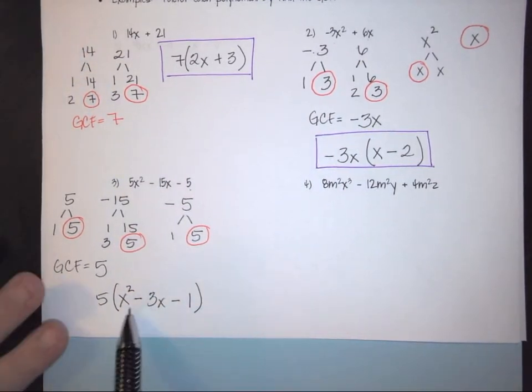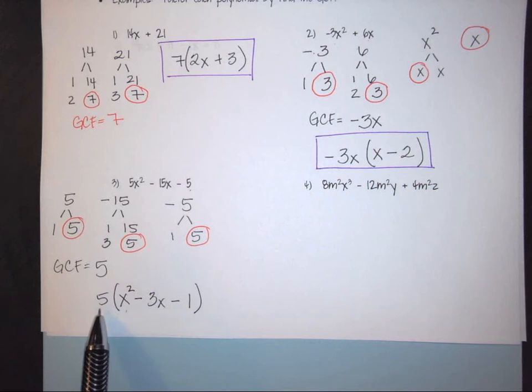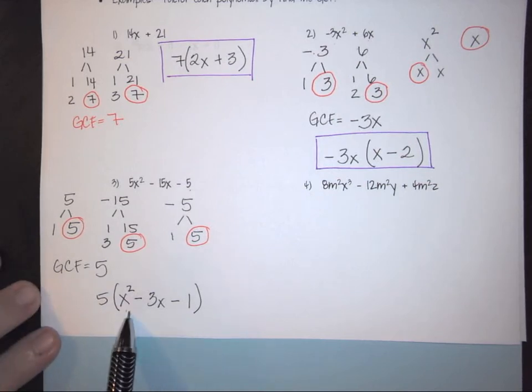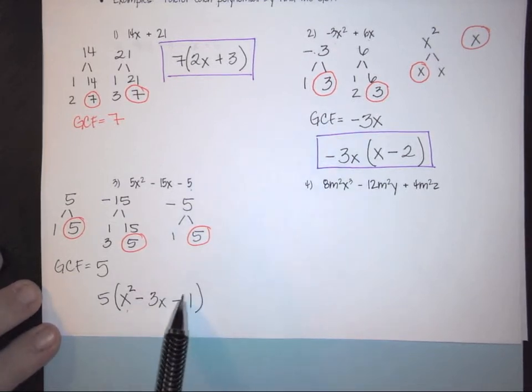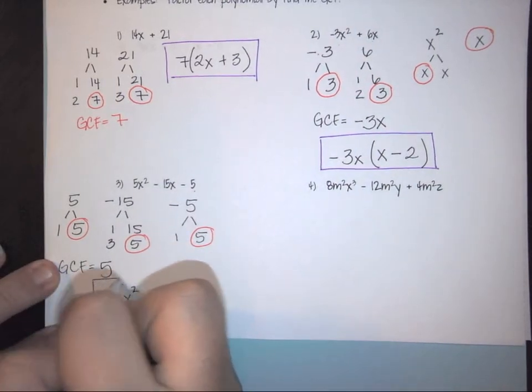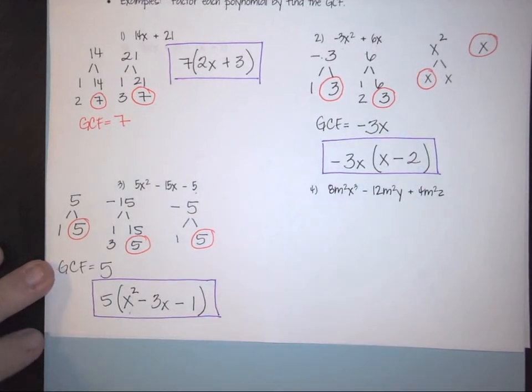Now when I'm looking at this, one of the things that we have to think about is, can I factor this down any further? So ignoring the 5 out in front, is there anything I could do to make this a little bit smaller? And in this case, the answer would be no. And the reason for that is because there are no factors of negative 1 that when added together give me a negative 3. Therefore, we've actually factored as far as we can. And then my result would be 5 times my x squared minus 3x minus 1.